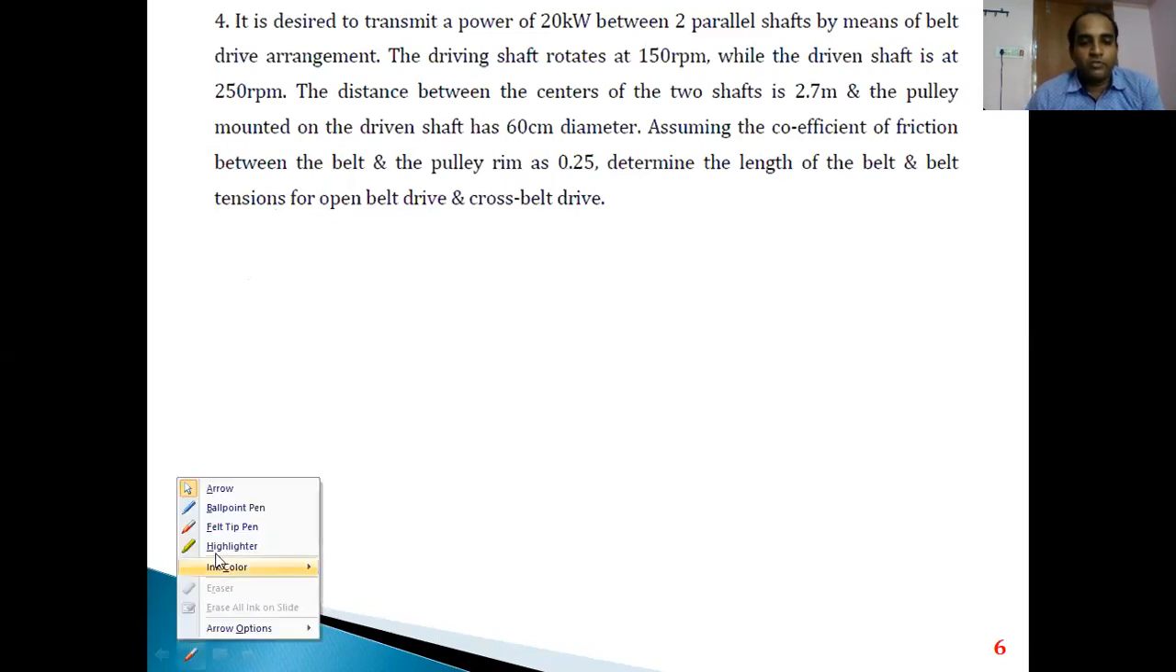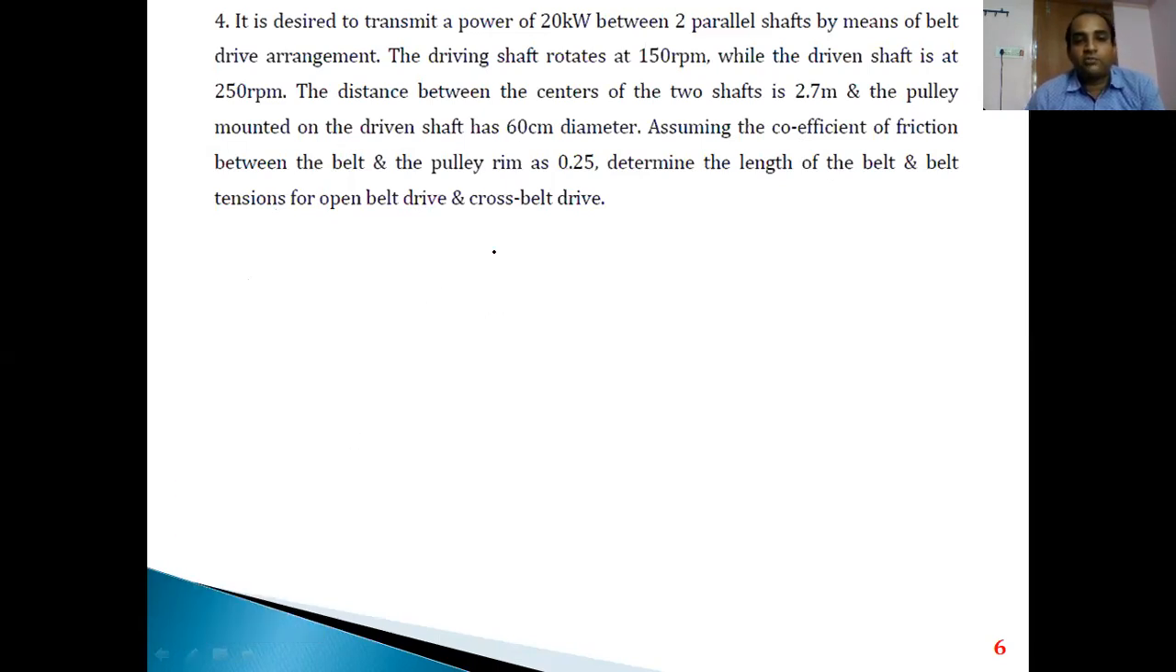So before we go for a solution, let us see the things one by one. He says we need to transmit a power of how much? 20 kilowatt between two parallel shafts using a belt drive arrangement. He says the driving shaft rotates at 150 rpm, which means the driver shaft is 150 rpm speed. Along with that, the driven shaft speed is how much? 250 rpm.